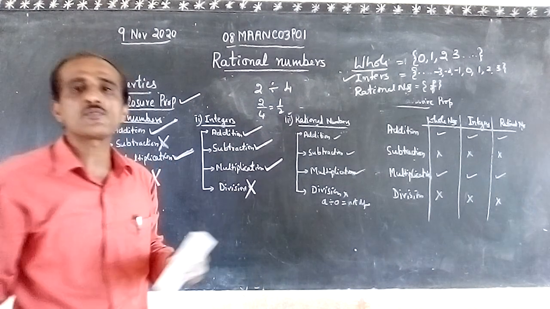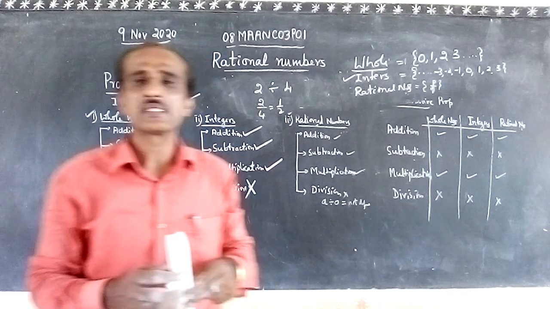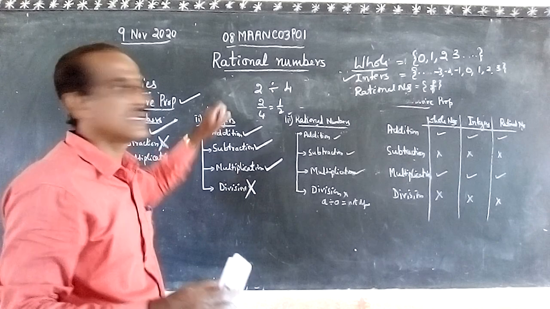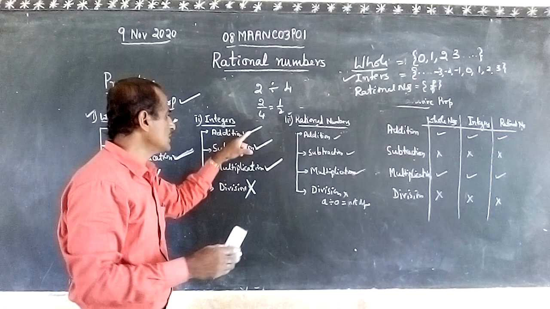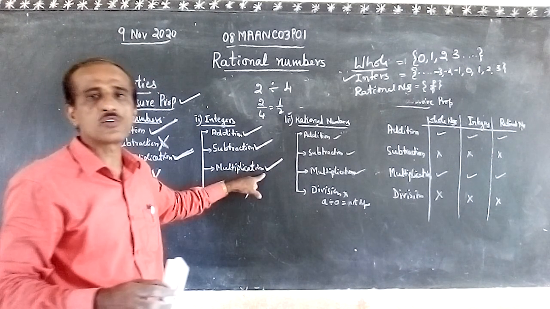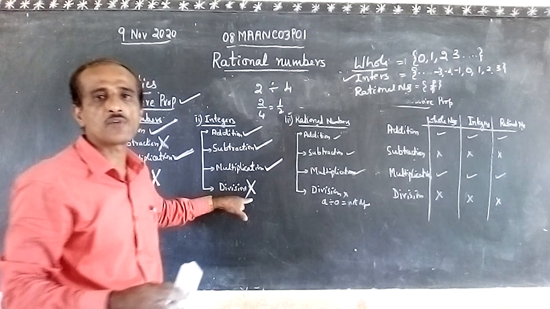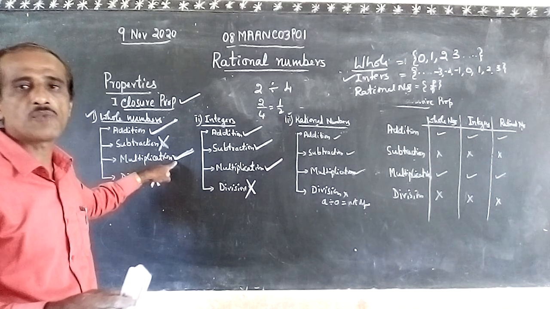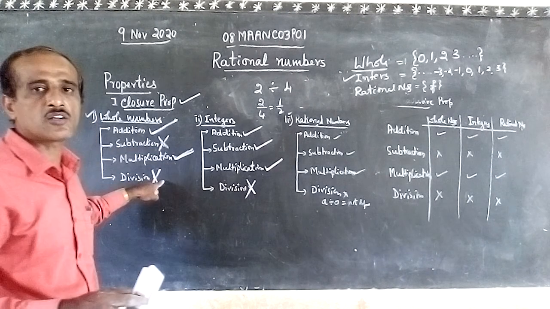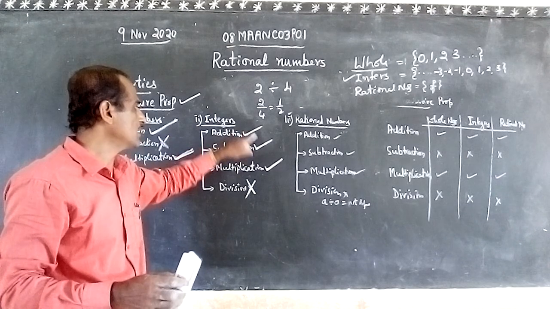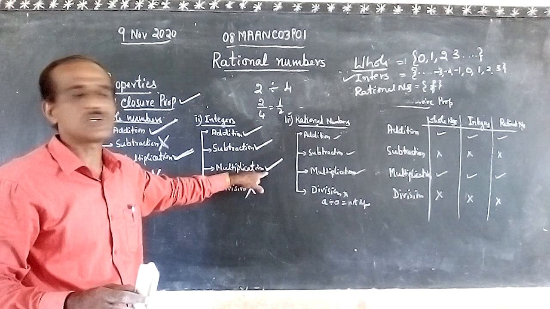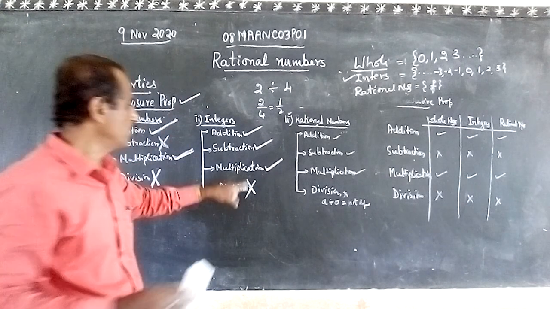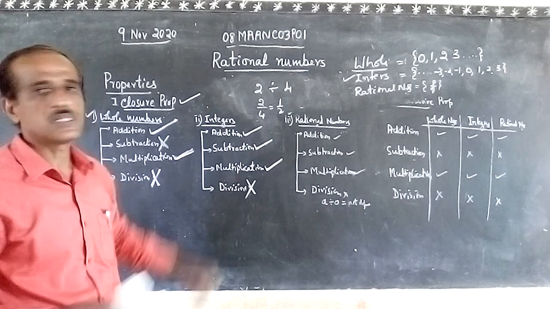Therefore, division is not possible for all integers. Division is not closed for integers. So, addition, subtraction and multiplication are closed for integers, but division is not closed for integers. For whole numbers, only addition and multiplication are closed. Subtraction and division are not closed. But for integers, addition, subtraction and multiplication are closed. Division is not closed for integers.